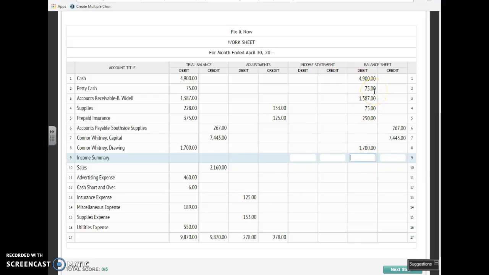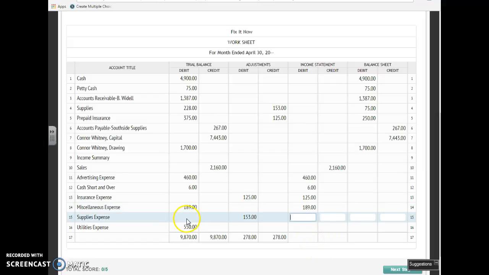Okay, assets, liabilities, owner's equity. I now know that I'm going to be moving on to my revenue and my expenses, which will be my income statement accounts. Sales, no adjustments, same balance. Advertising expense, no adjustments, same balance. Cash short and over, no adjustments, same balance. Insurance expense, I started with nothing. However, I have an adjustment, so I have a new balance of $125. Miscellaneous expense, no adjustments. Supplies expense, I started with nothing. However, I have an adjustment, new balance $153. And utilities expense, no adjustments, $550.